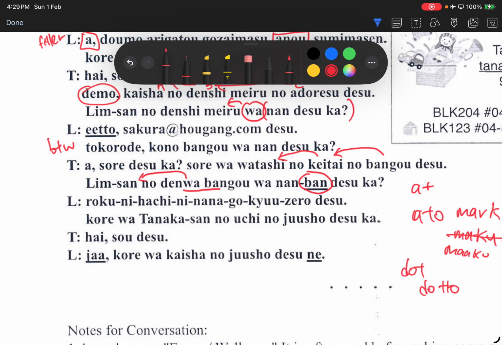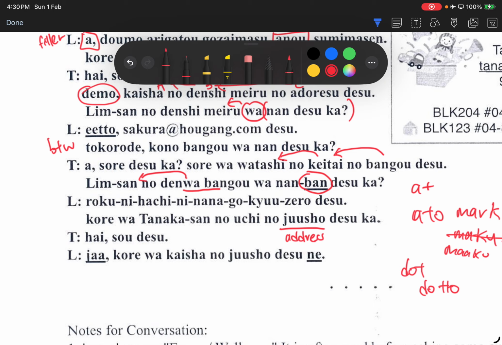Okay, next line, L. She replies, 628275990 です. Okay, so this one we'll talk about in a while. We'll go through the number system in a while. これは田中さんのうちの住所ですか? So this is Tanaka's home address, ですか? So 住所 is basically 地址, right? So we call this address, like physical address.